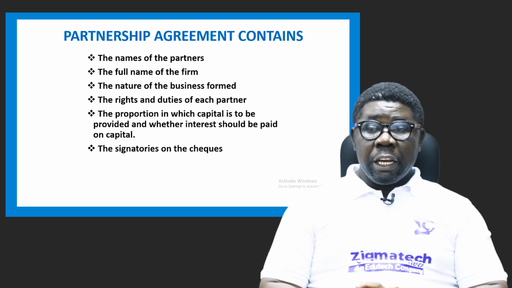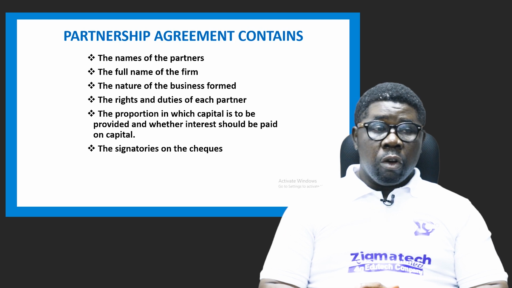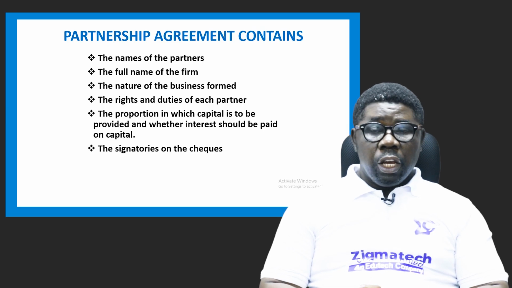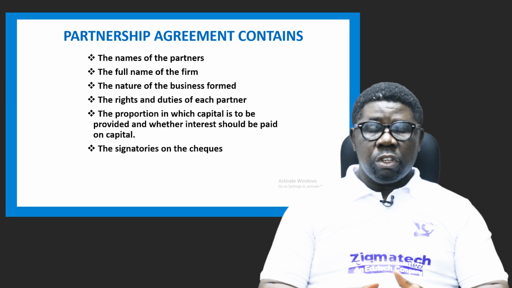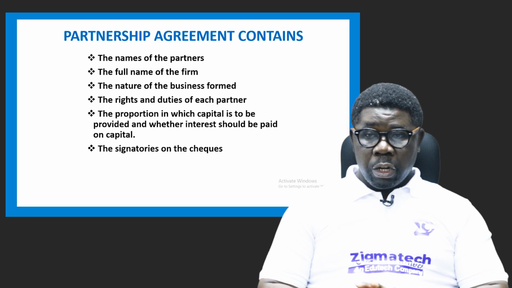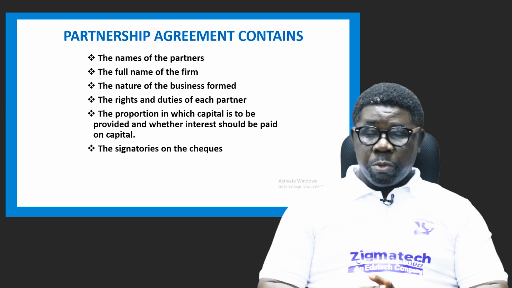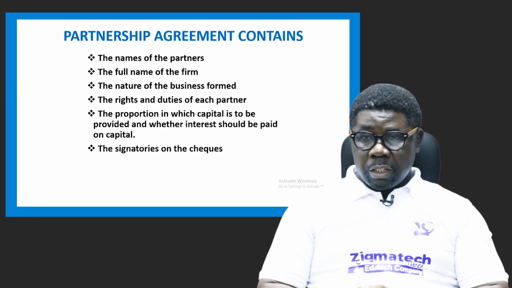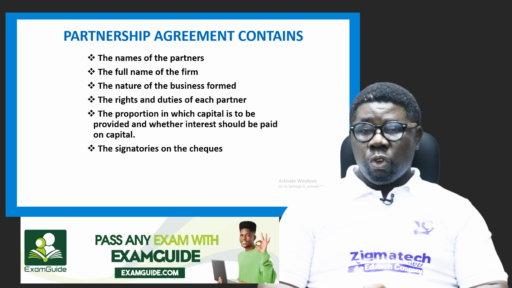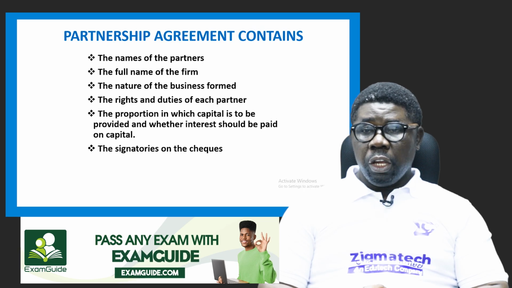So these are the things that you find in that document, the contents of a partnership agreement. There must be in that book the names of the partners, because if they're not there, who are you going to talk about? The names must appear in the partnership agreement or contract or deed, right? The full name of the firm must be stated there, all right? John Holtz Limited, for example. The nature of the business formed, all right? What are they out to do? Is it production? Is it service based? Is it extractive? So the nature of the business must be stated, okay?